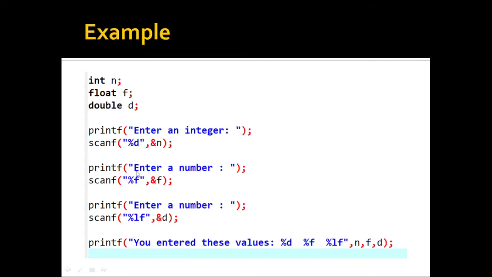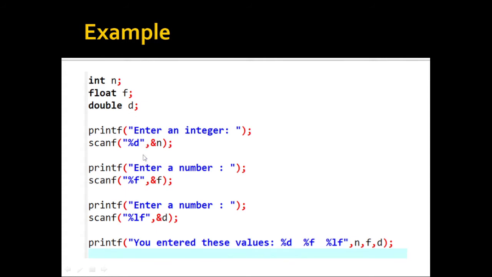And then similarly, we have here printf, enter a number. So scanf, I use %f because I'm going to enter a float value. So the address of this variable now is ampersand f. And then again for double, enter a number, scanf. This time around I use %lf for double. And then ampersand d, that will be the address of this variable.